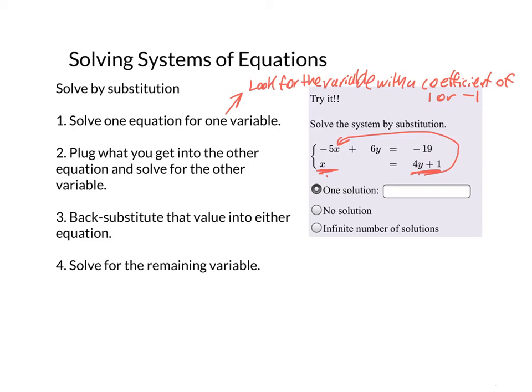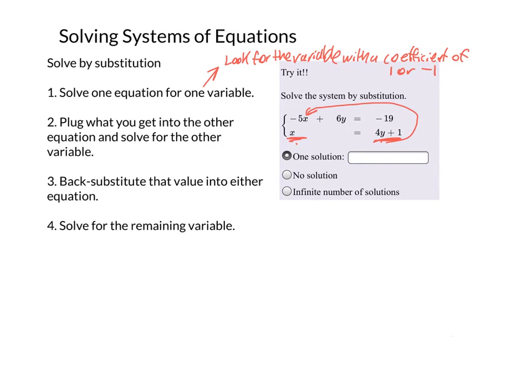So let's check this out. It'll make a whole lot more sense if we're working through the problem while we're talking about what the steps are. So let me rewrite the problem. It's a little bit easier to see. Negative 5x plus 6y is equal to negative 19, and then x is equal to 4y plus 1. It's not necessary to put these in the same order for substitution.